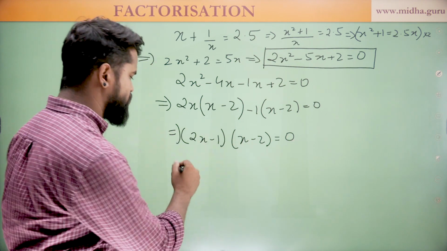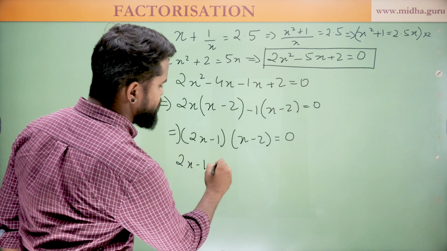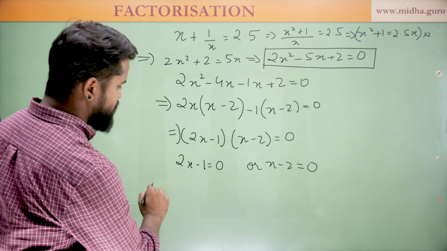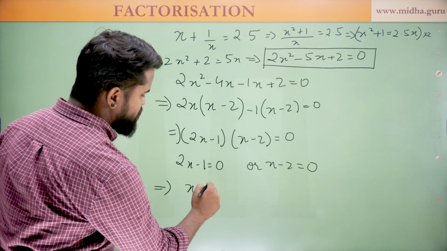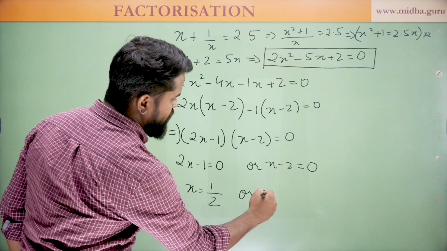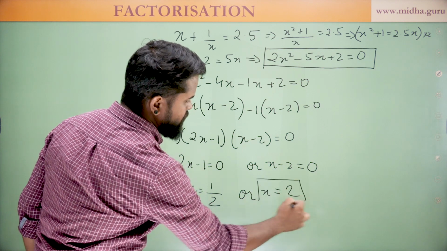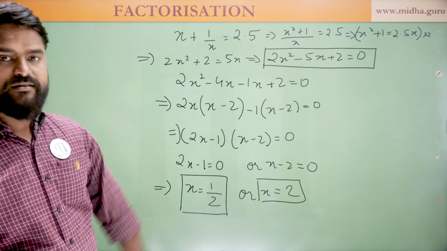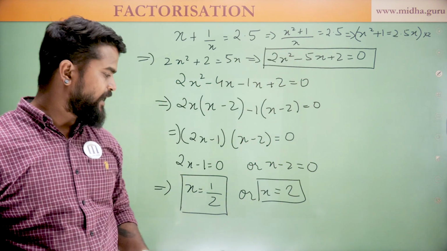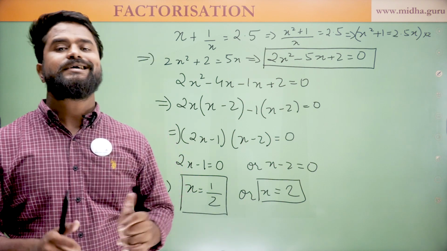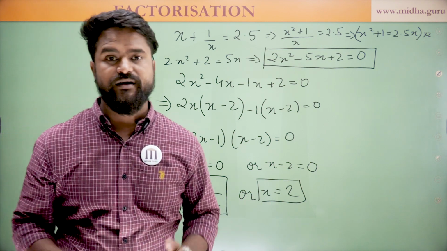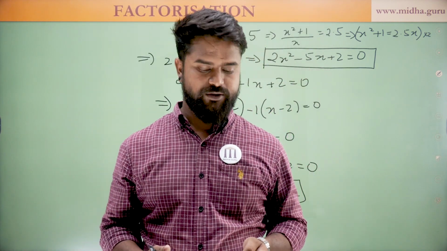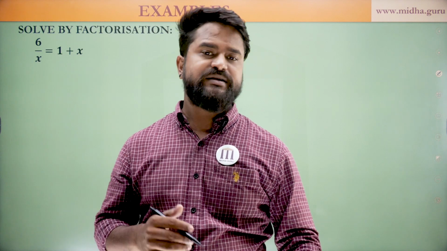From the zero product rule, this would mean that either 2x minus 1 is equal to 0 or x minus 2 is equal to 0. From here, we can evaluate that x is equal to 1 by 2 or x is equal to 2. So this is how we factorize by splitting the middle term, and we find roots for any given equation. So this is the method of factorization. Let us see a few example questions to apply this method so it will help us understand better.